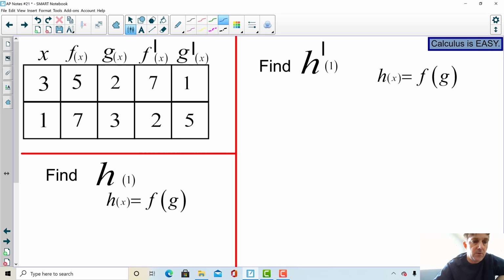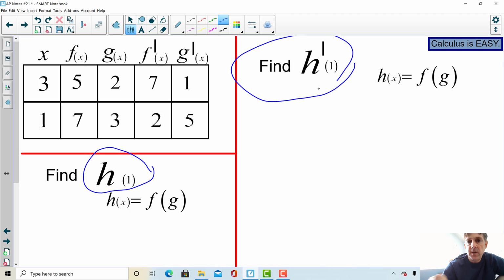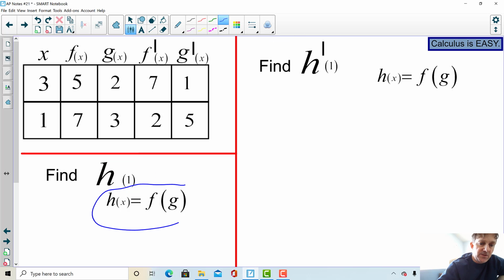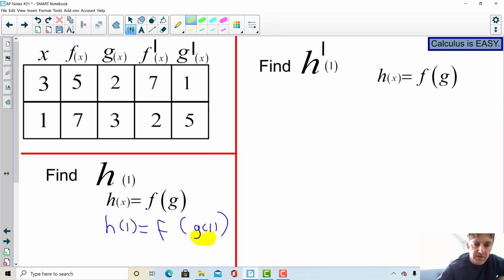Okay, here's our last example. They give us a table of values, and we have to find h of 1, and then later we'll find h prime of 1. All right, so if this is h of x, then h of 1 is going to be f of g of 1. Okay, first we need to figure out what is g of 1. So when x is 1, the g value is 3. So we can plug in a 3 down here.